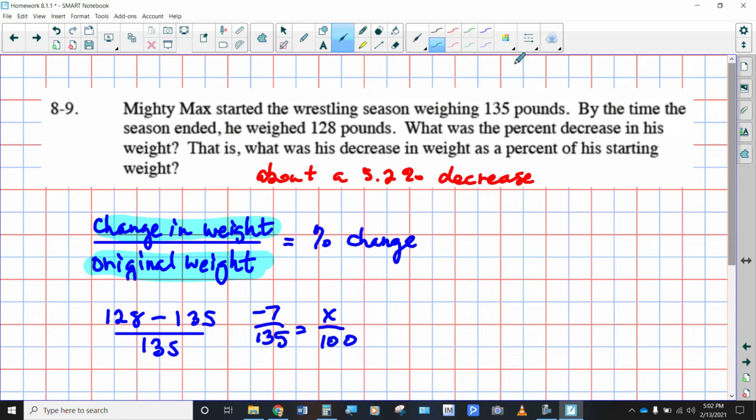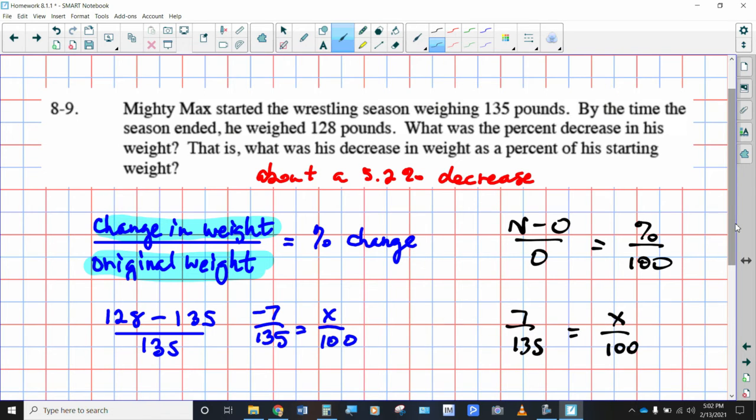So there is this formula we said was N minus O over O is equal to percent out of 100. This is the ratio of the change in weight, the new amount minus the original amount, which ended up giving you a negative number of pounds, right? But I would just take 135 minus 128, which is 7, and just know it went down, so it's going to be a decrease, right? And so once you get 7 over 135, what percent is that the same as?